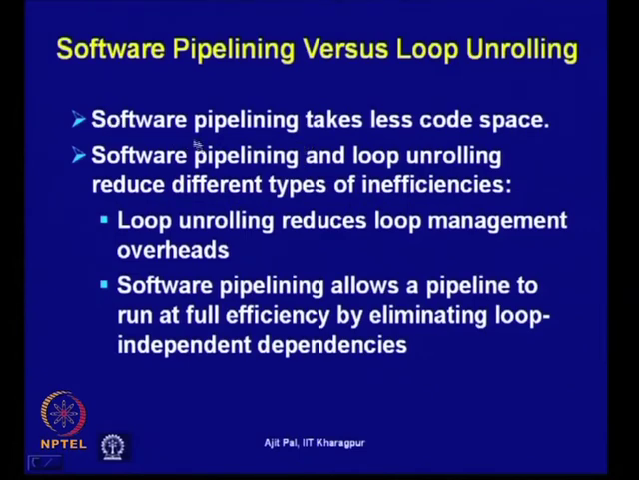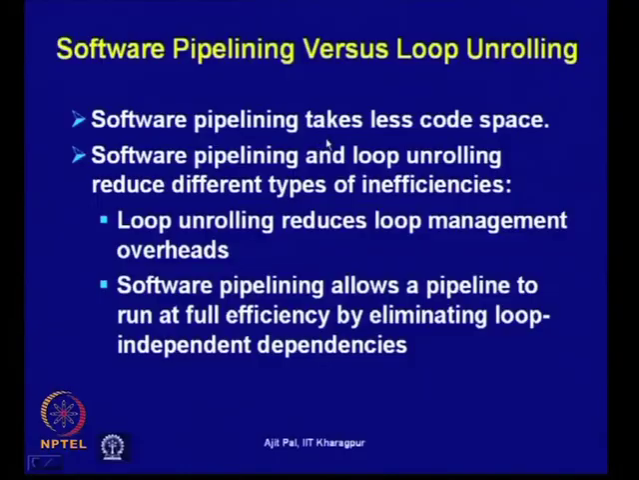Another very important aspect is, if we compare loop unrolling and software pipelining, we find that software pipelining takes less code space. We have seen that one very important limitation of loop unrolling was that it increases the size of the code. Since the size of the code is big and you have to load it in the cache memory before you execute it, it may lead to cache misses. But when the size of the code is small, that problem does not arise. So, software pipelining has less code space.